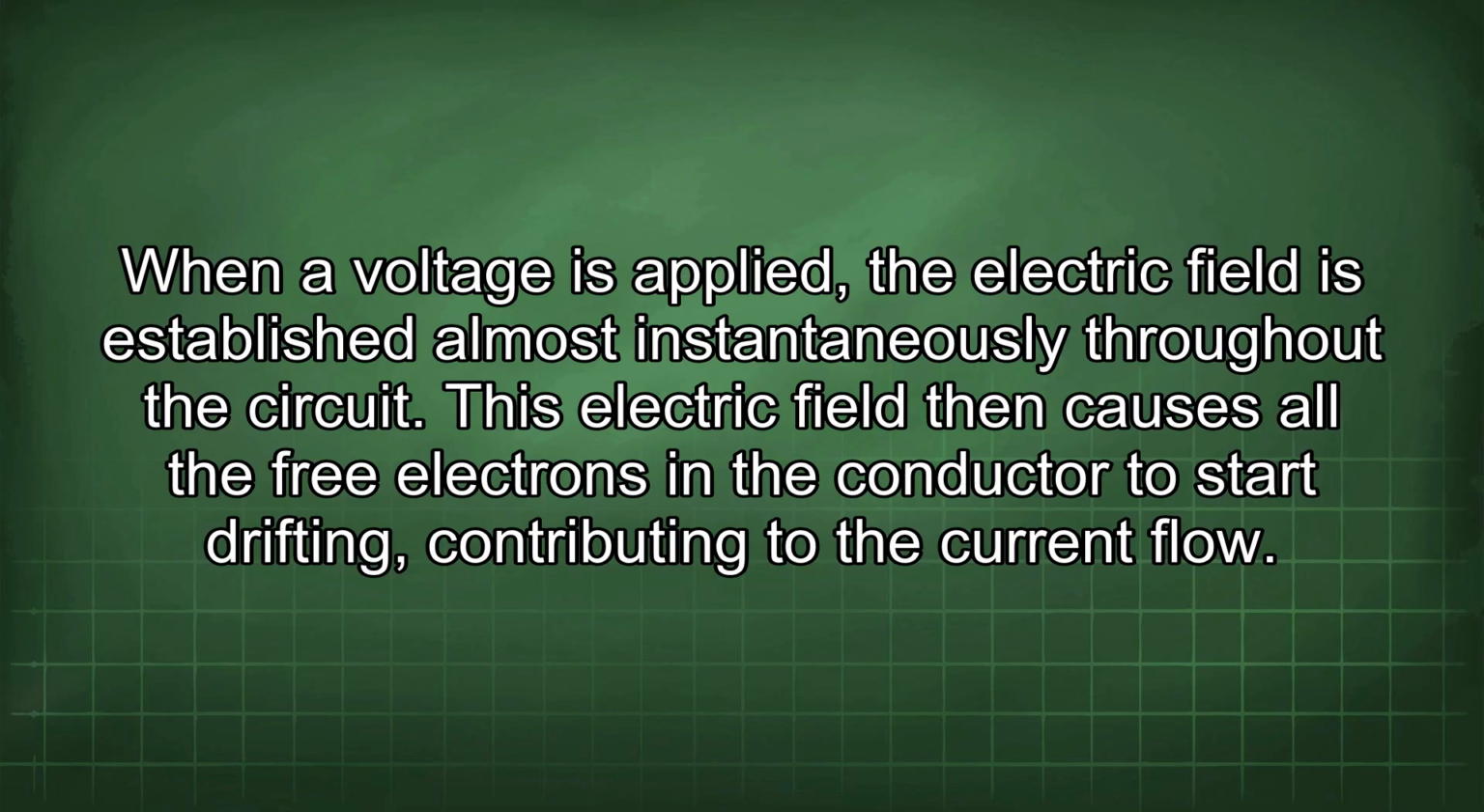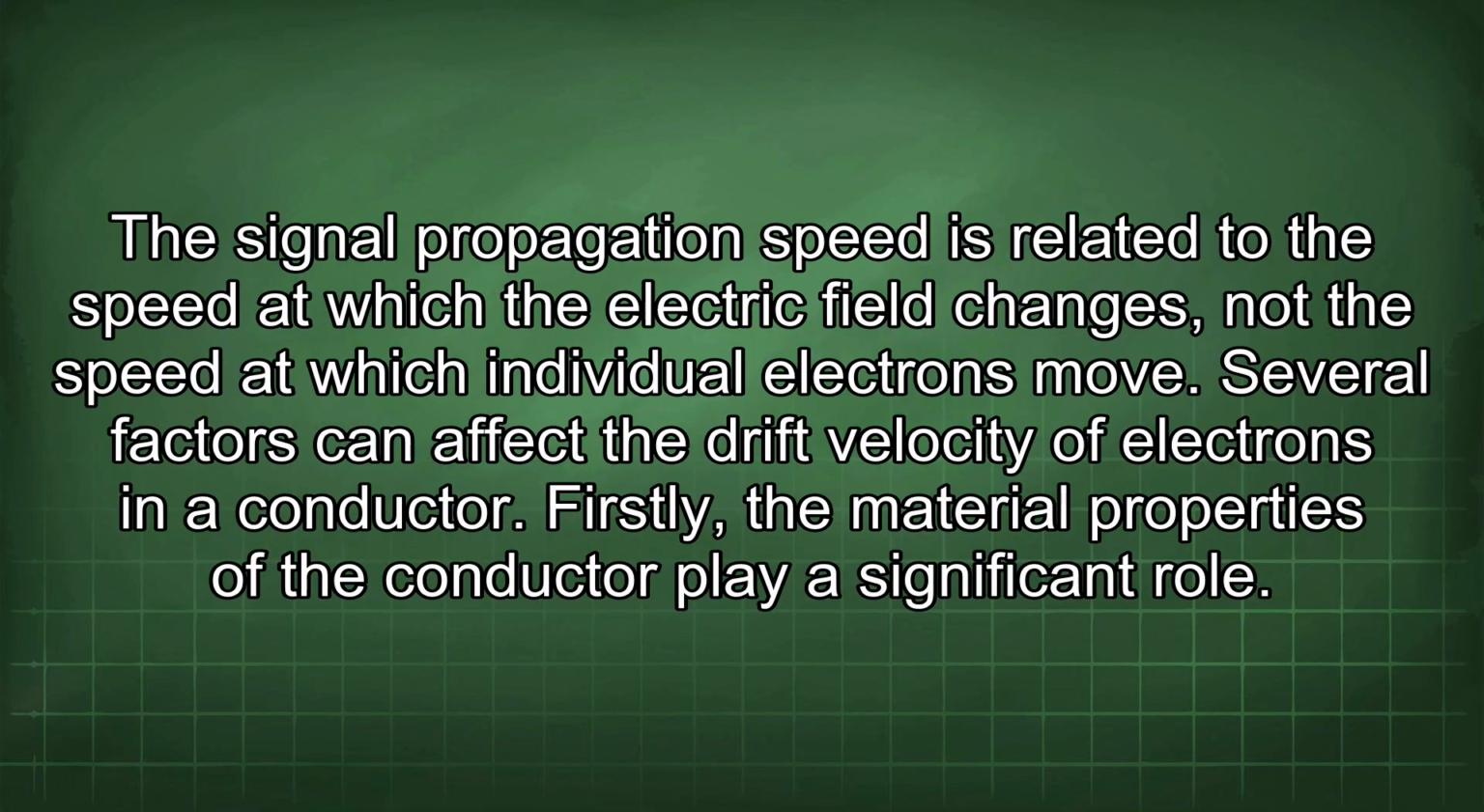When a voltage is applied, the electric field is established almost instantaneously throughout the circuit. This electric field then causes all the free electrons in the conductor to start drifting, contributing to the current flow. The signal propagation speed is related to the speed at which the electric field changes, not the speed at which individual electrons move. Several factors can affect the drift velocity of electrons in a conductor.